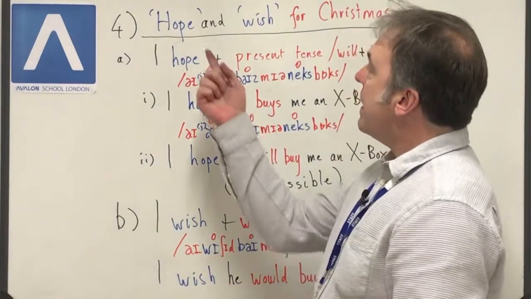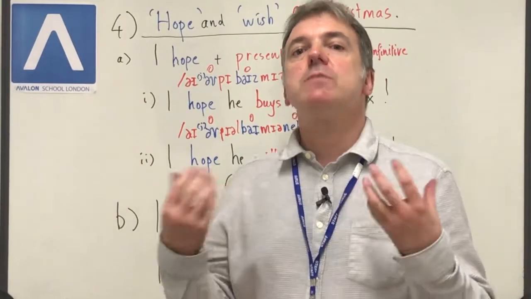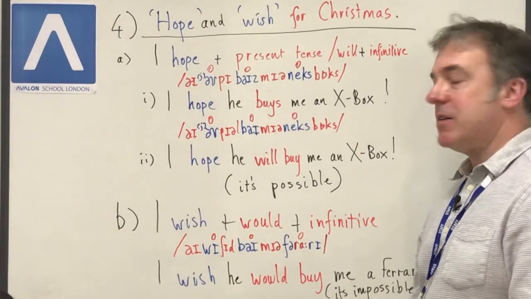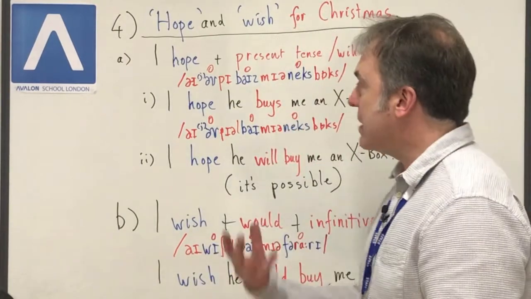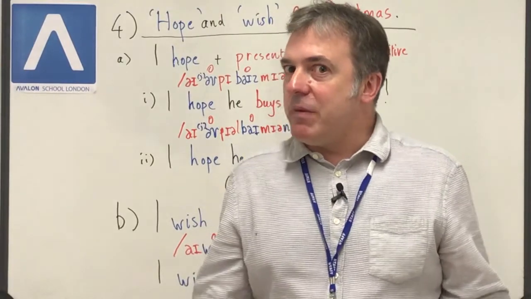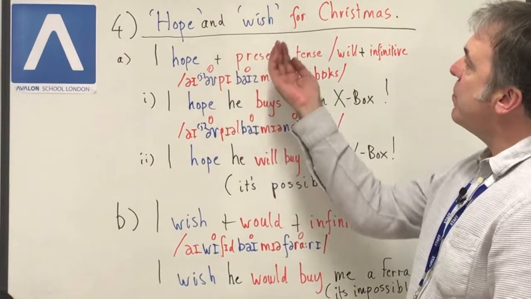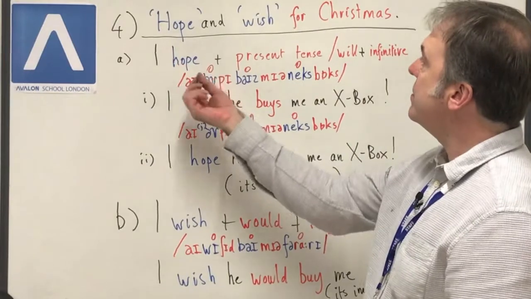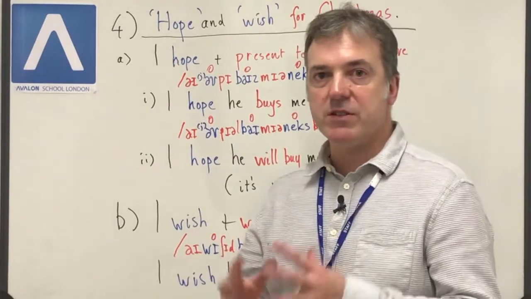So first of all, if we use hope about a present that it's possible that we would get. So for example, let's use an Xbox. Now, many people give computers or Xboxes or things like that for Christmas. It's not always possible, but sometimes it's possible. Maybe it's possible. So here, hope and wish, Christmas is a future situation. So here we use hope plus present tense, or will plus infinitive, one of those two structures.